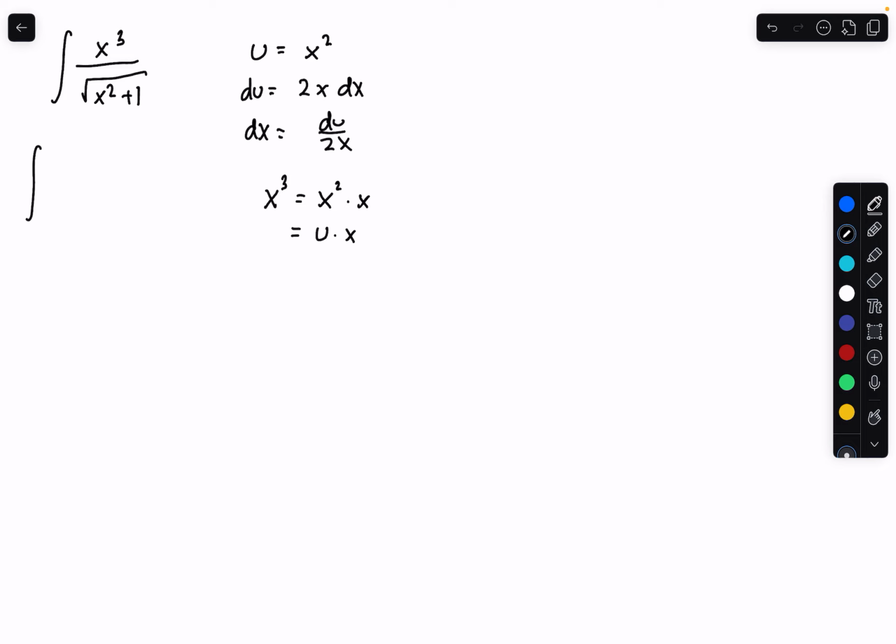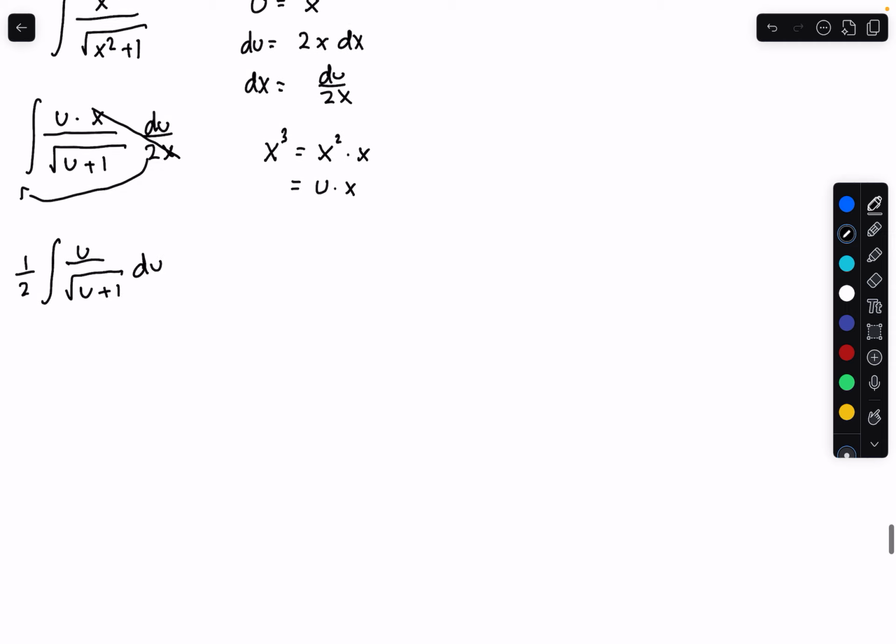So, when we make our substitution, we're going to write u times x divided by the square root of u plus 1, and then dx is du divided by 2x. These x's here are going to cancel, and we're going to move the 1/2 to the outside, and that leaves us with 1/2 the integral of u divided by the square root of u plus 1.